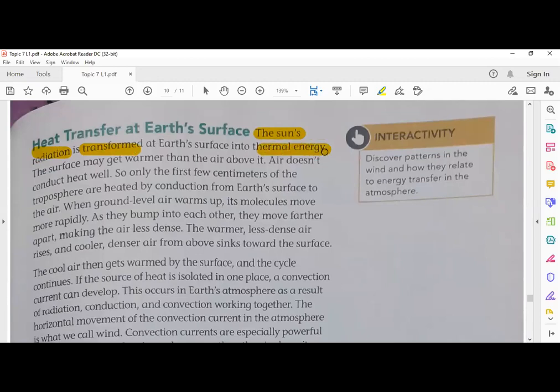Energy that comes from the sun is transformed or changed at the air surface into thermal energy. This will cause the ground, the surface of Earth, to get warmer than the air above it. As you know, air doesn't conduct heat well. So only the first few centimeters of the troposphere are heated by conduction from the ground surface.